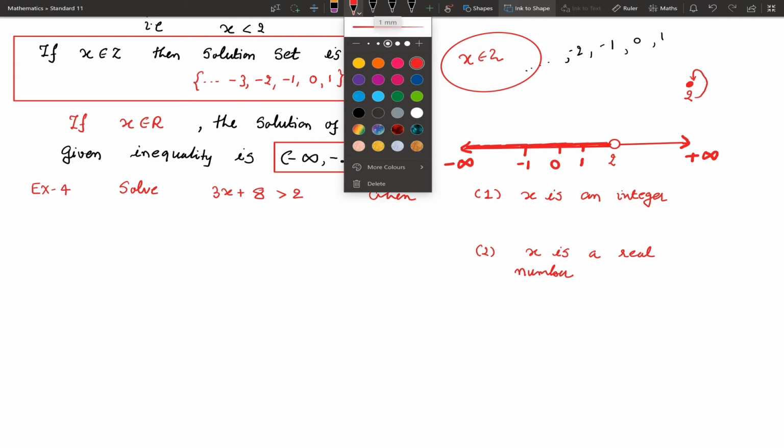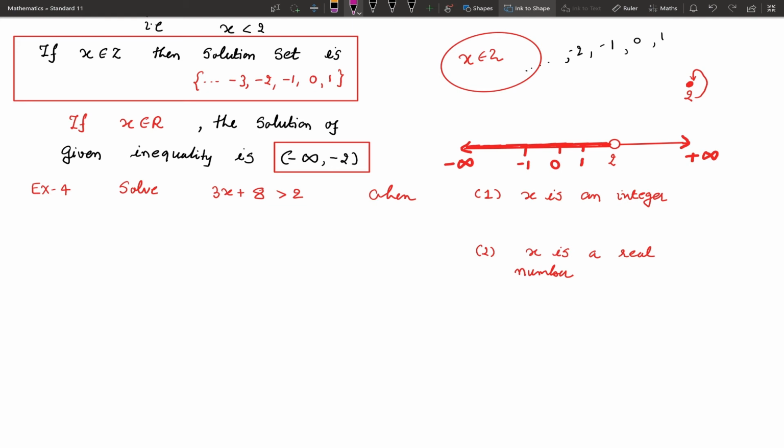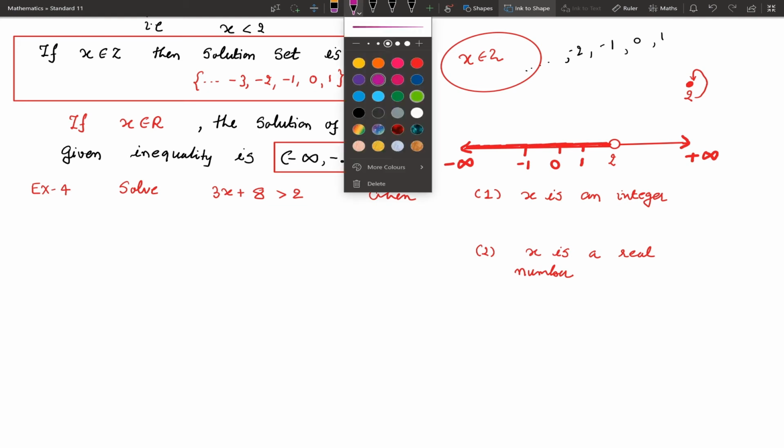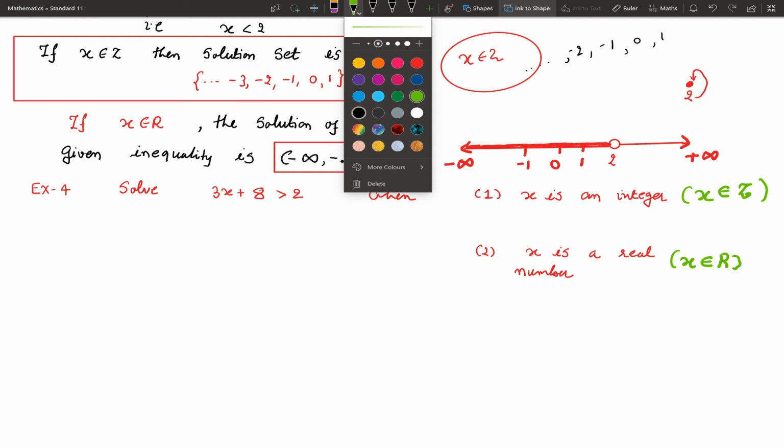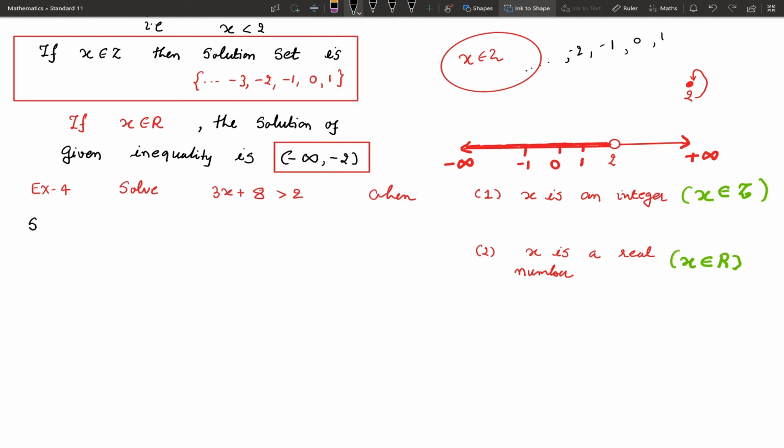Note that we have to write the solution for x is an integer, that means in this case we have to solve for x belongs to Z, the set of integers, and x is a real number, that means we have to solve for x belongs to R. So let us solve the given inequality. Solution.